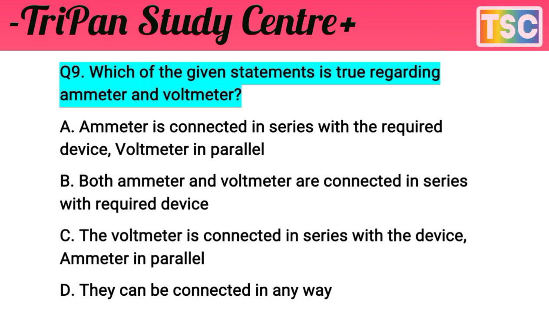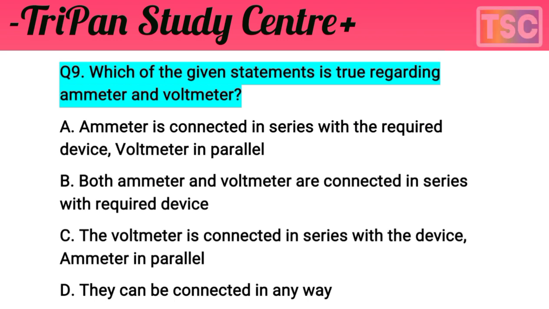The question is clear. Which of the given statements is true regarding the ammeter and voltmeter? I already rejected D, they can be connected in any way. This is the wrong answer. Three options remain. Option C says the voltmeter is connected in series with the device and ammeter in parallel. Ammeter is not in parallel here. You know that option C is wrong.